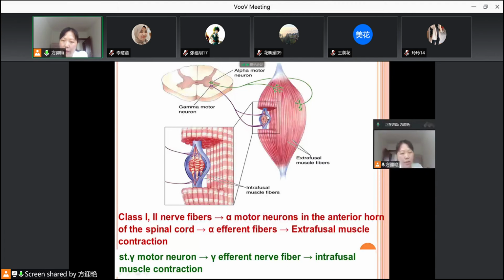Then we talked about how the muscle spindle is excited, and then the class 1 and 2 nerve fibers are excited, and then the alpha motor neuron produces the stretch reflex. So in the last class we talked about how, during the stretch reflex, the major point, or the main actor, is the alpha motor neuron.